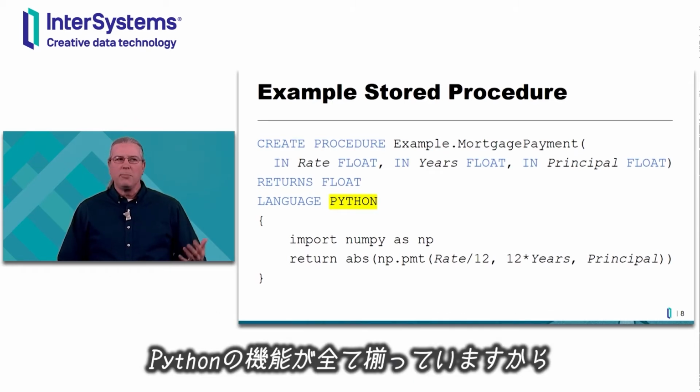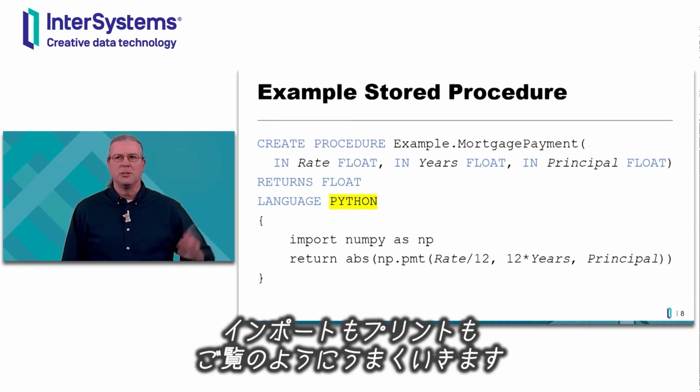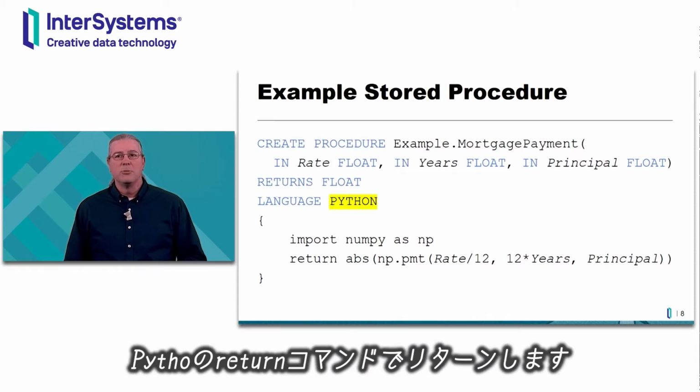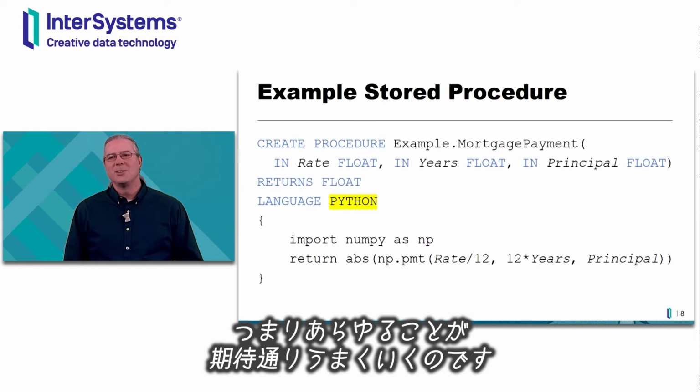You have full Python features in there. Import just works, as you can see. So does print. Parameters to the procedure are available as variables, as you might expect, and you return via, well, the Python return command. So all the things that you would expect to work just work.